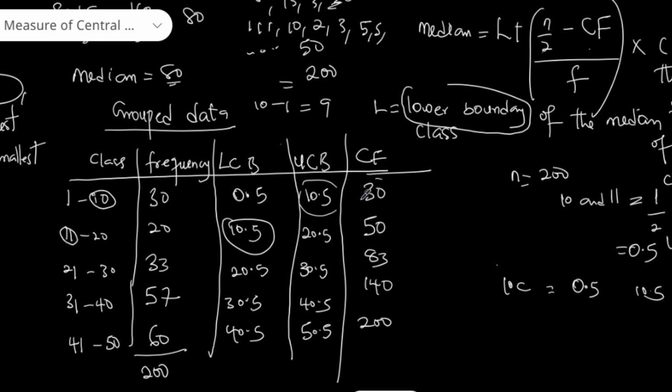So the cumulative frequency for 1 to 10 is 30. The cumulative frequency for 11 to 20 is 50. For 21 to 30 it is 83. For 31 to 40 it is 140. And for 41 to 50 it is 200. But we need to find the median class, because our CF is the cumulative frequency before the median class. How do we find the median class? You will notice that our total frequency is 200. The middle of 200 will be 100, which is 200 divided by 2, which is equal to 100.